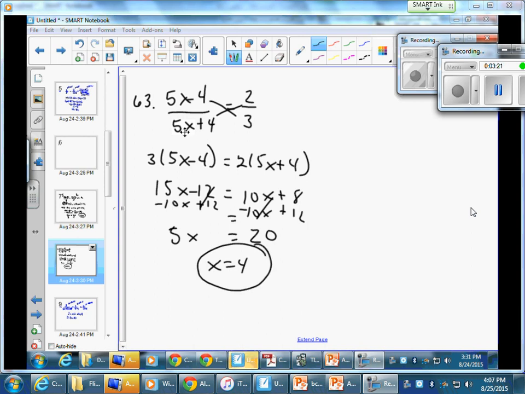I can plug 4 into the bottom of that fraction. It's not going to make it 0. That's the only thing you have to check: when you get an answer, if you were to plug it back into the denominator, would it make that denominator equal to 0?